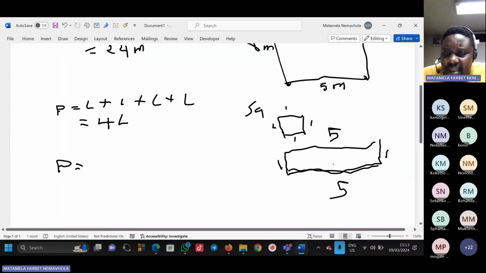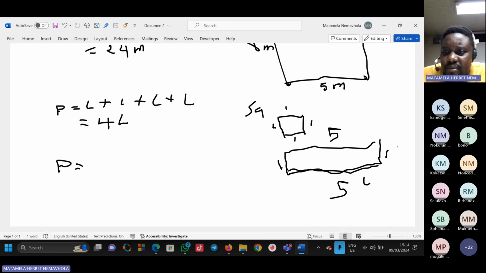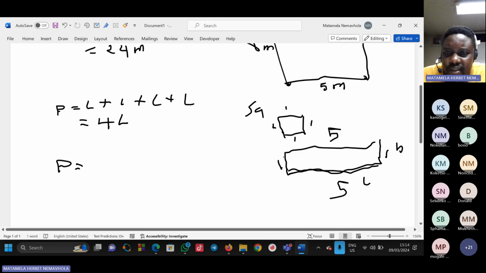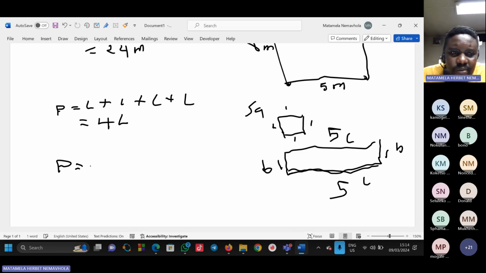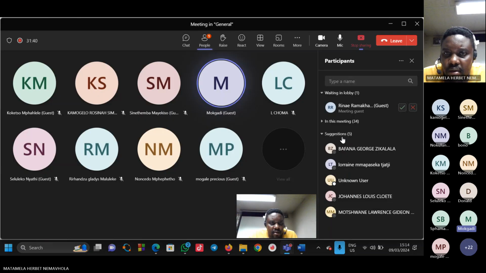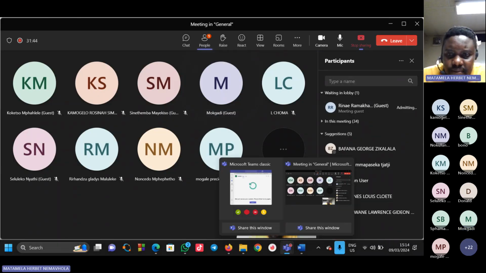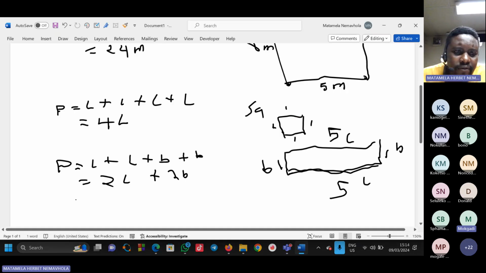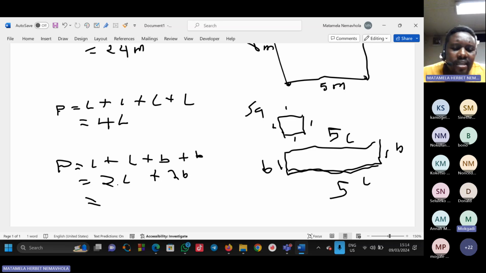So let's assume this side here, the horizontal line, is L, and then let's assume this one is B. Obviously, this one also is going to be B, and this one is also going to be L. So you're going to say L plus B plus L plus B. Now we have 2L plus 2B. If we want, we can even summarize: we can take 2 outside and factorize.